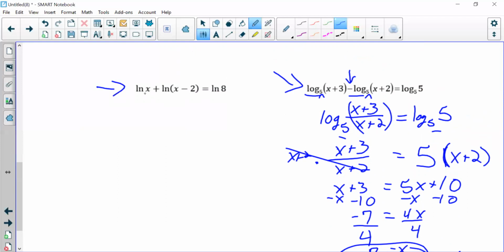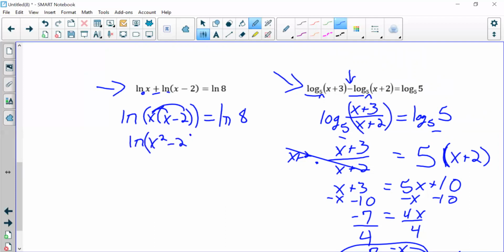Once again, we have 2 values on the left and only 1 on the right, so we need to condense these. They have the same base. They're both natural logs. So it's addition, so we're going to multiply them. This becomes the natural log of x times (x minus 2) equals the natural log of 8. Let's go ahead and do our multiplication here. This becomes the natural log of (x squared minus 2x), parentheses for clarity, equals the natural log of 8.